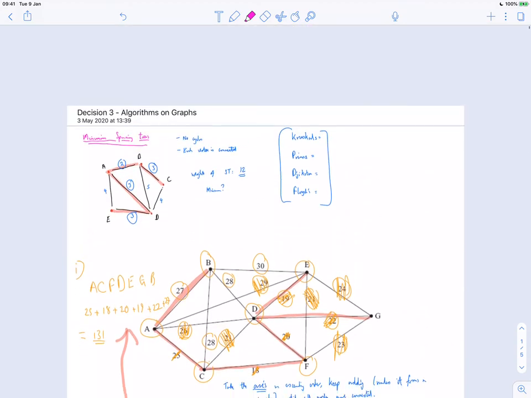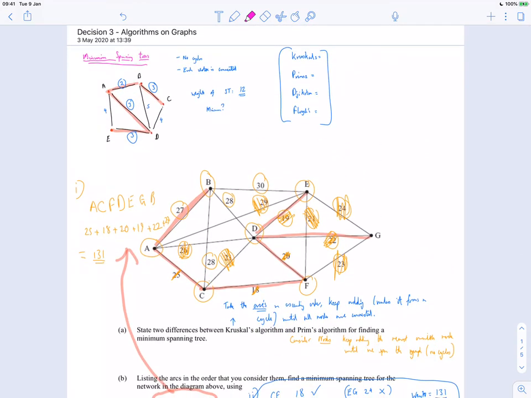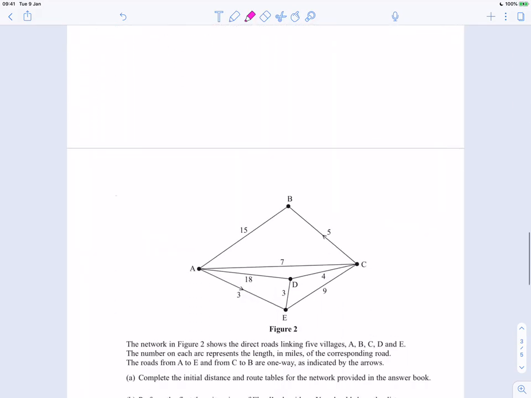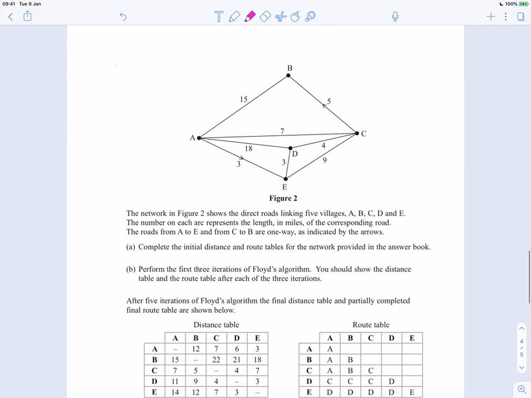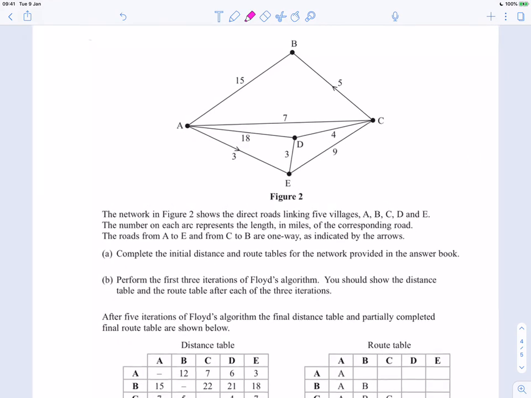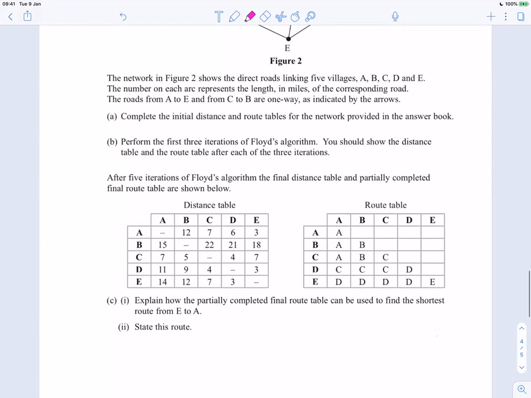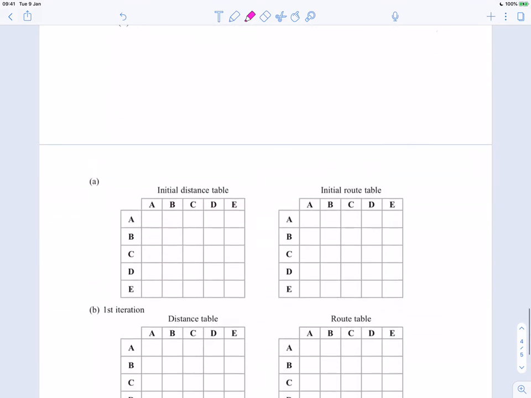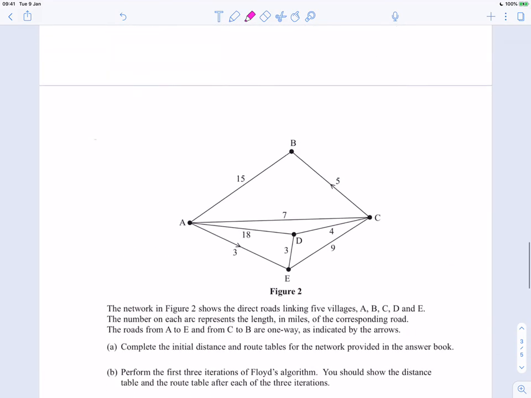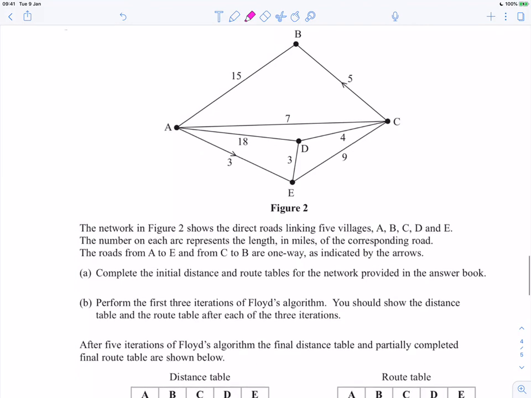Okay, so just to recap, we've done Kruskal's, we've done Prim's, we've done Dijkstra's. We're now going to finish on Floyd, so hopefully this will just be an hour video and we're done. Okay, so Floyd's is a little bit tricky, but essentially we're going to be using two tables side by side. And I'll just read the question and then I'll construct it for you.